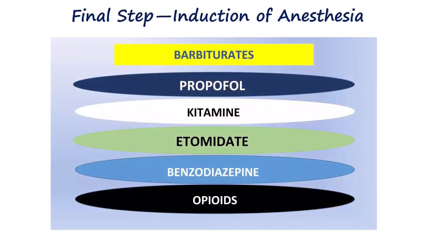Once we have confirmed that the endotracheal tube is correctly positioned and the patient is breathing adequately, you can safely proceed to induce general anesthesia. At this point, the airway is secure, and the patient is protected.